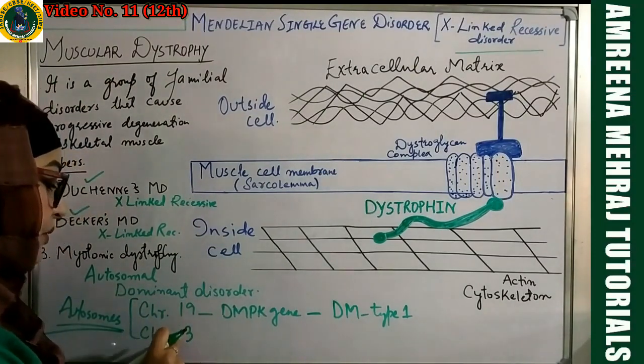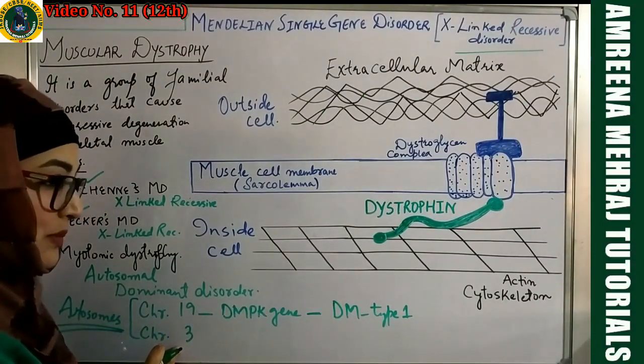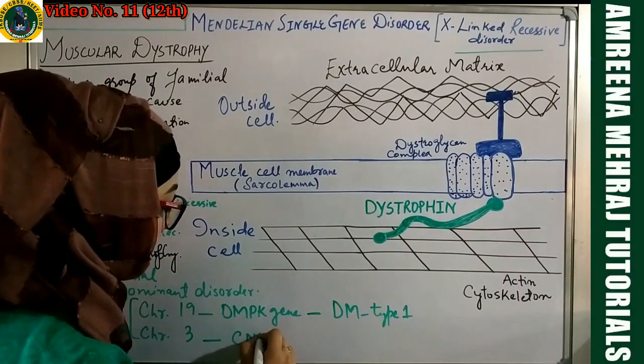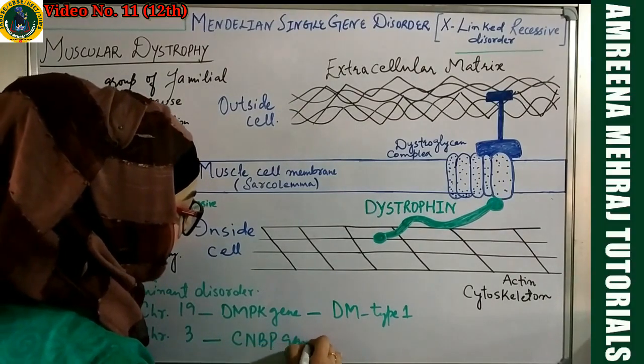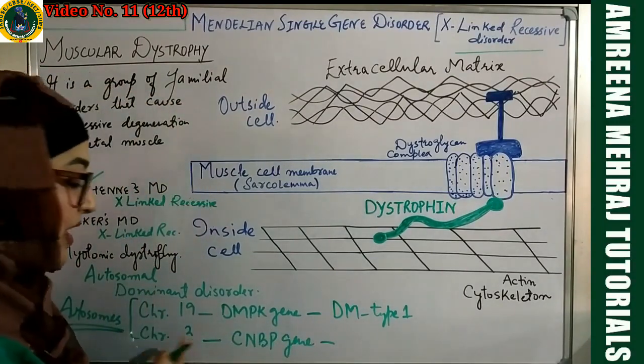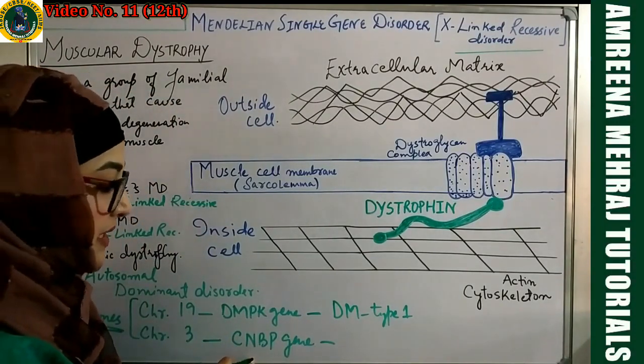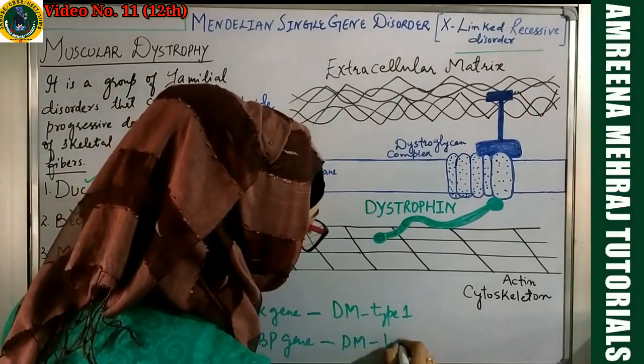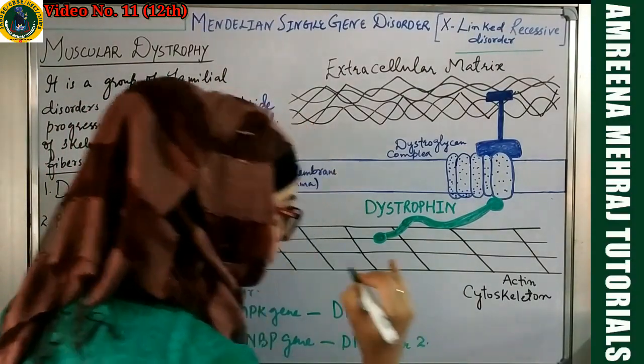If there is a mutation on a gene which is located on chromosome number 3, the name of the gene is the CNBP gene. Okay, CNBP gene which is located on chromosome number 3. If this gene is mutated, then that results in myotonic dystrophy type 2. So you have 2 types of myotonic dystrophies.